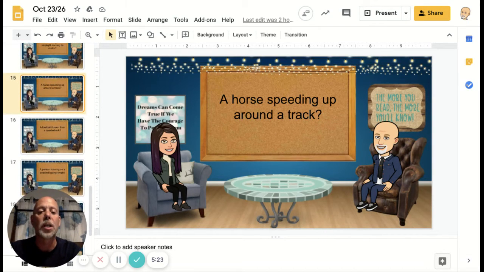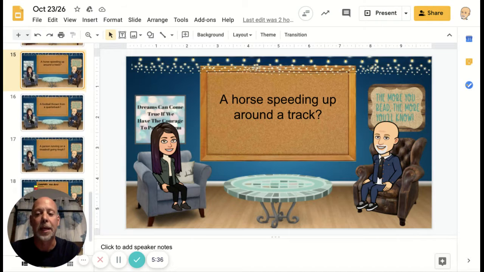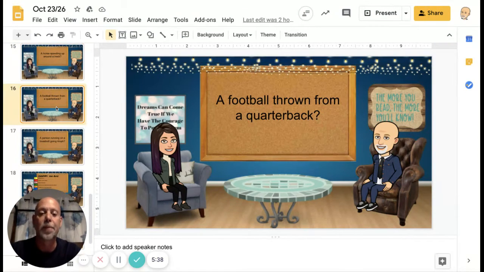How about a horse speeding up around a track? Is this an example of acceleration? True or false? If you said true, you would be correct. A horse speeding up around a track would absolutely be an example of acceleration.